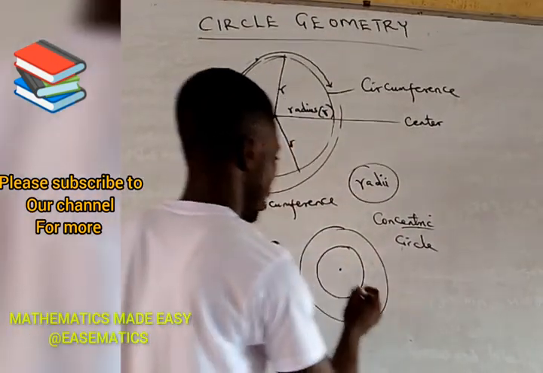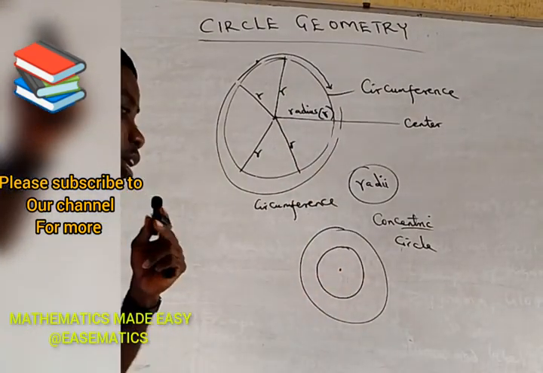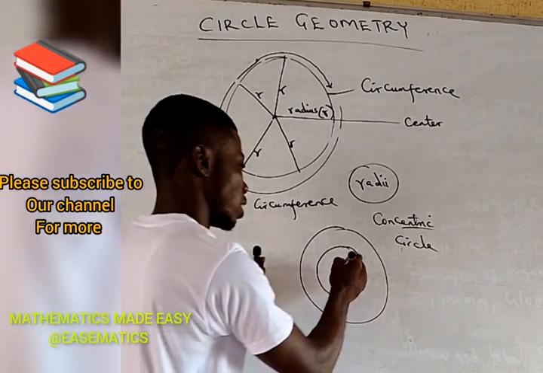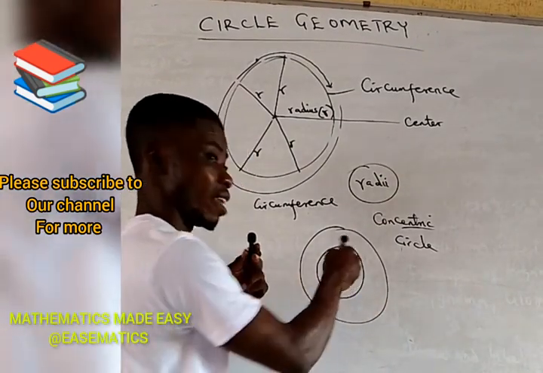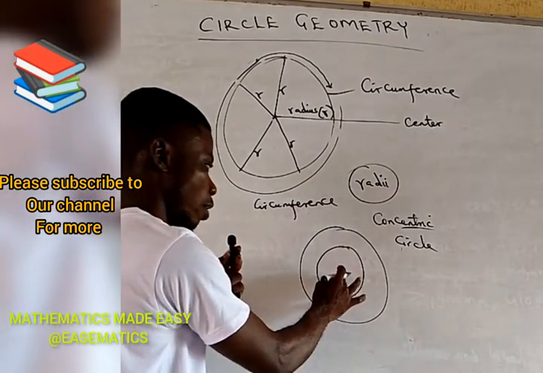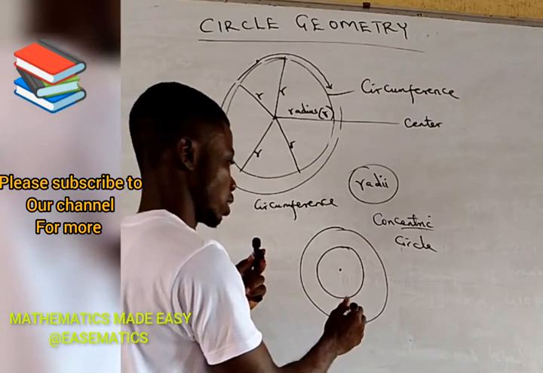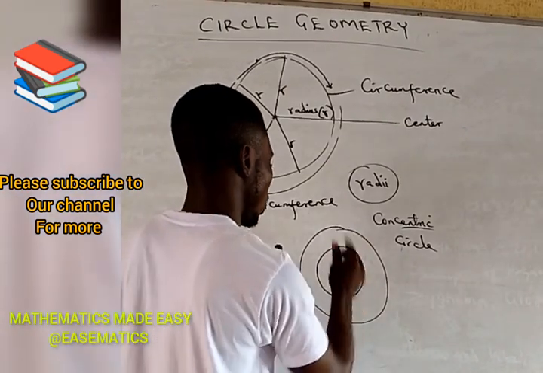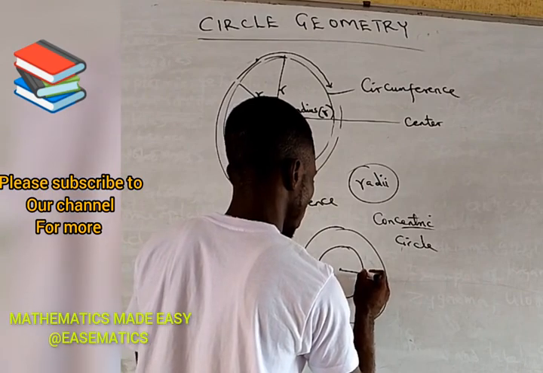The "centric" here is talking about the center. We have defined what the center of a circle is. So when two or more circles have equal center, or they have the same center, they are referred to as concentric. It is only on this condition that we can have something like this.